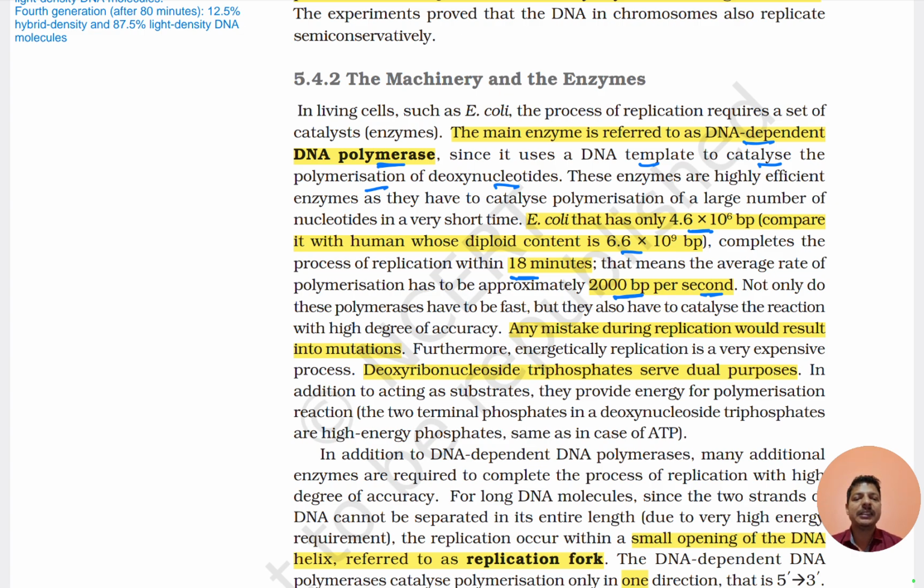Deoxyribonucleoside triphosphates serve dual purposes. In addition to acting as substrate, they provide energy for the polymerization reaction. The two terminal phosphates in a deoxynucleoside triphosphate are highly energetic phosphates, same as in the case of ATP. In addition to the DNA dependent DNA polymerase, many additional enzymes are required to complete the process of replication with a high degree of accuracy.